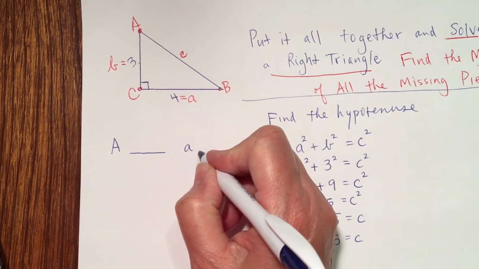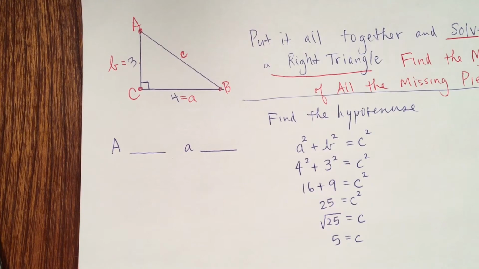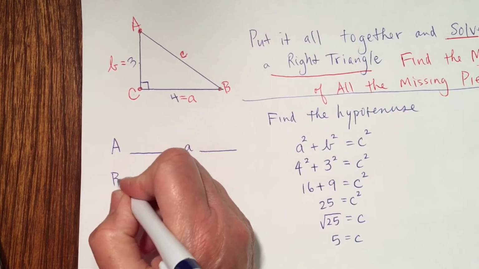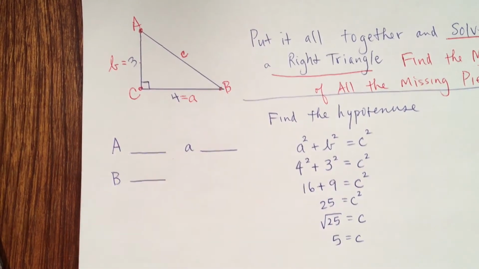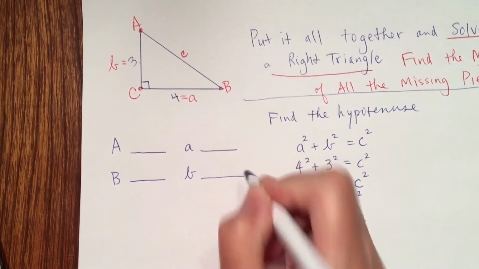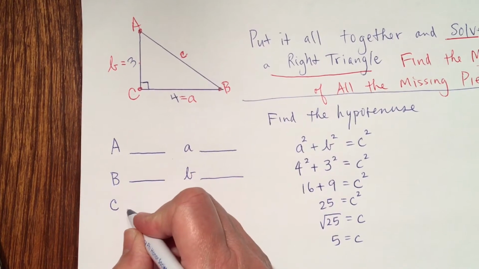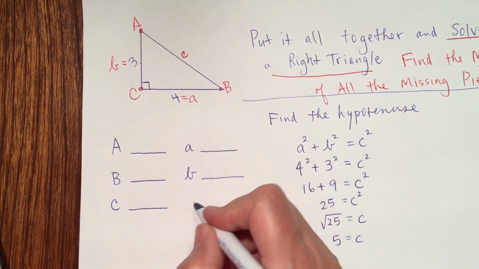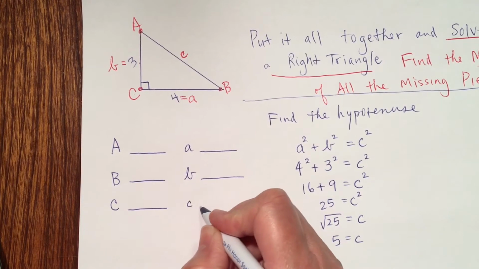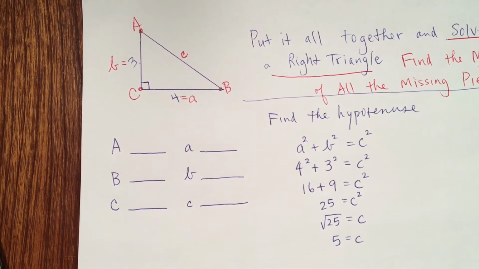Little a, I'm going to put on the same line as the capital A, and I'll put a blank. Capital B is angle B, and I'll put a blank. Lowercase b is side b, put a blank. Capital C is angle C, I'll put a blank. Lowercase c is side c, and I'll put a blank.